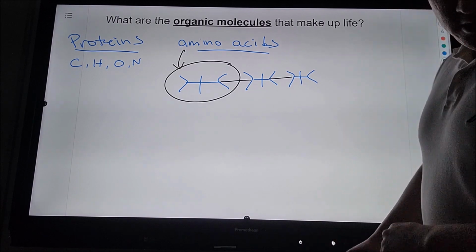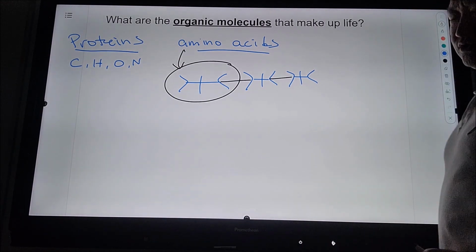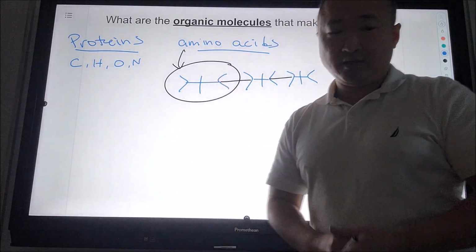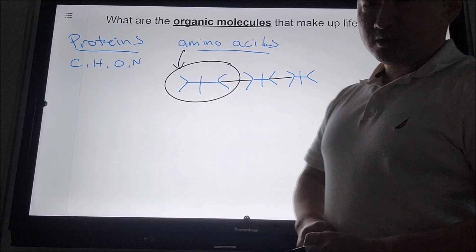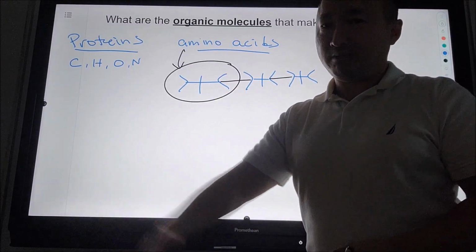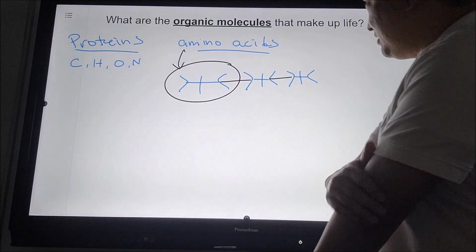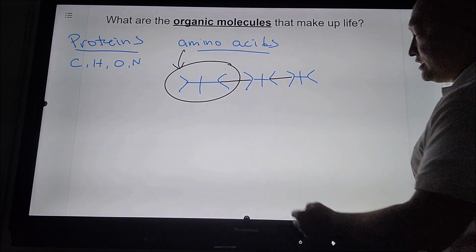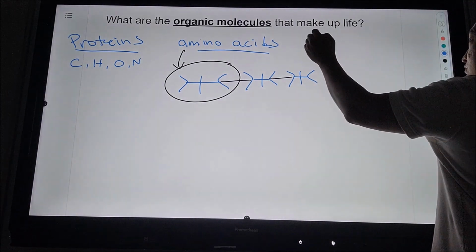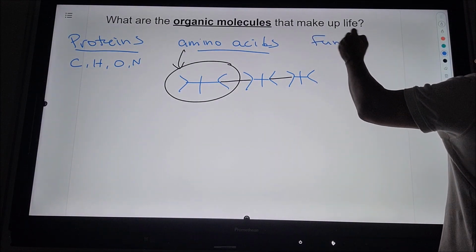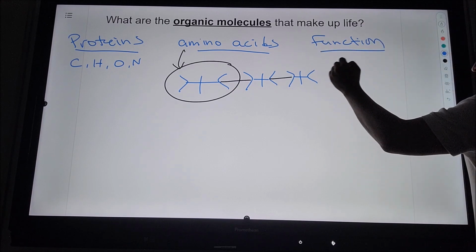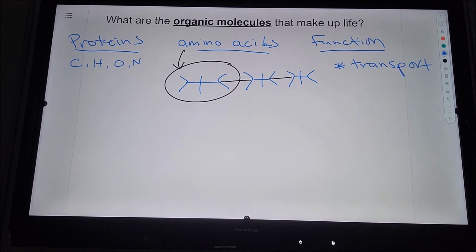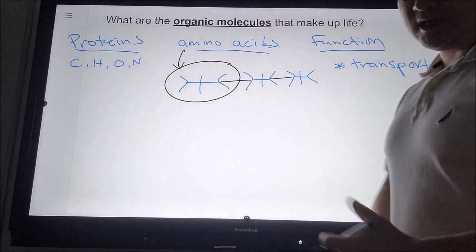All right. So the function. Proteins do so many things. They have more functions than all the other three organic molecules, and we're going to get into them bit by bit throughout the course. Let me list a couple things that proteins are used for. Their functions, like the job: they're involved in transport. Transport is moving things in and out of the cell. We'll get to that in Unit 4.